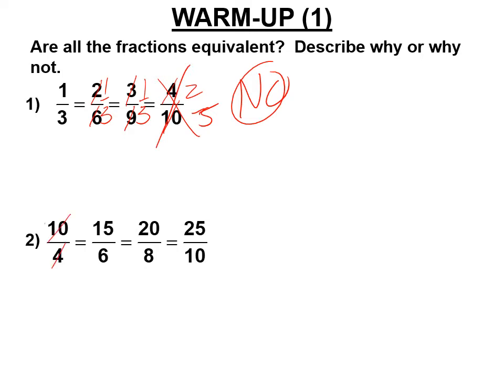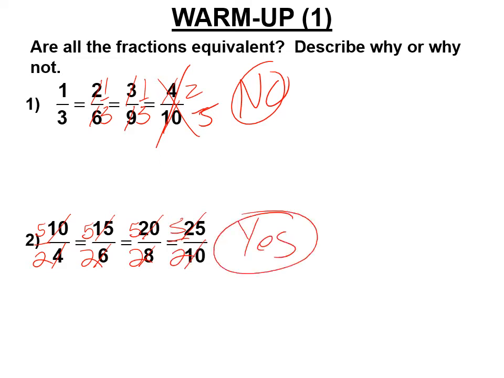10/4 simplifies to 5/2. Divide both of these by 3. Yes, you get 5/2. Divide both of these by 4, you get 5/2. Divide both of these by 5, you get 5/2. And yes, they all simplify to 5/2.